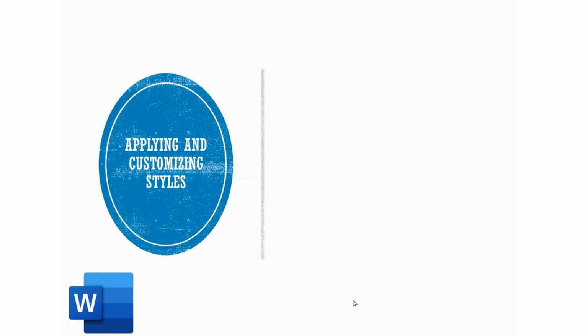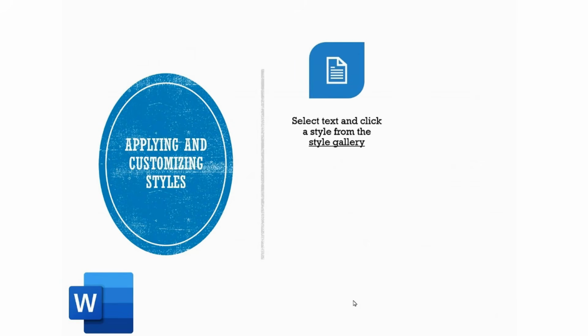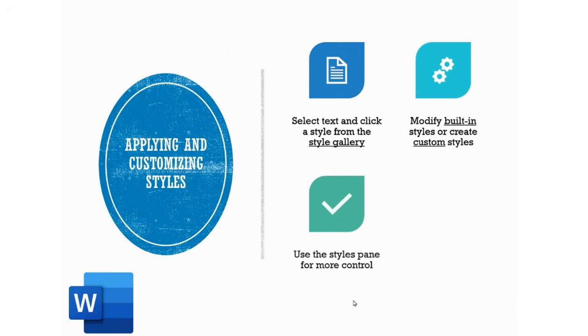Their own sort of style sheet they're working from, we can create our own. So you can see here, here's our step-by-step. You select text and then boom, you go right from the style gallery. You can modify the built-in styles that are part of the custom style. And then you can even go deeper into something called the styles pane for even more control.